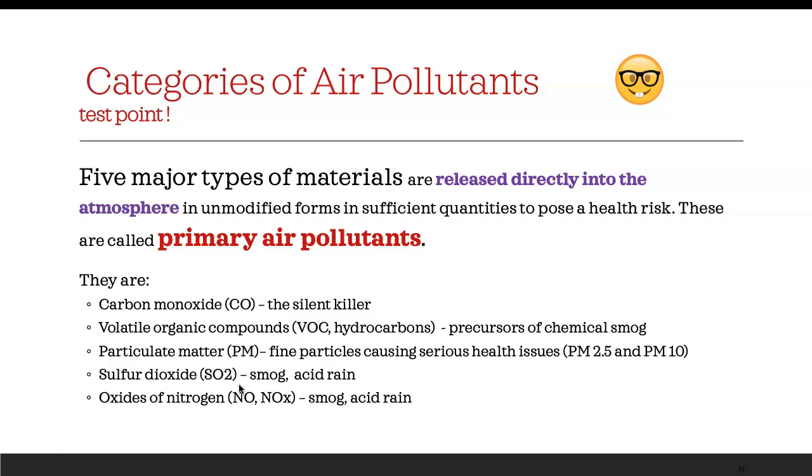The first one is carbon monoxide. The second one is volatile organic compounds, called VOC, or hydrocarbons. It's one of the precursors of the chemical smog. And those particles with different sizes, we mainly categorize into PM 2.5 and PM 10. Those particles are very, very bad and cause a lot of health issues. Sulfur dioxide and oxides of nitrogen cause smog and acid rain.